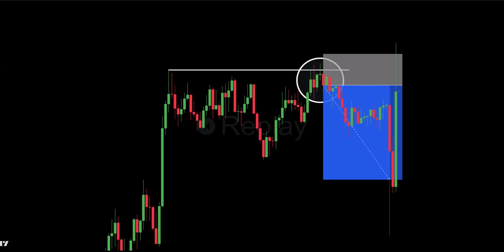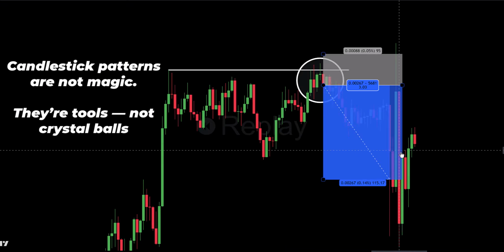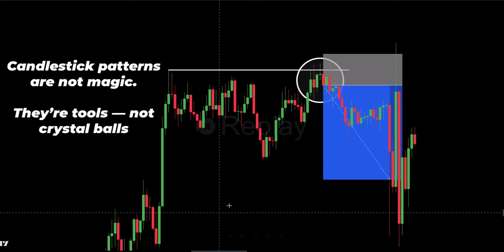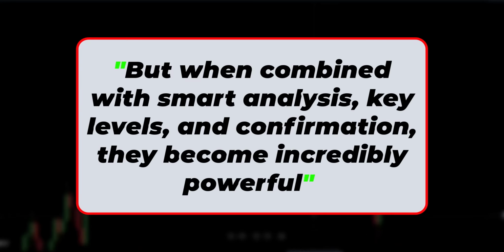Here's the bottom line. Candlestick patterns are not magic. They're tools, not crystal balls. You won't win every trade just because you see a certain pattern. But when combined with smart analysis, key levels, and confirmation, they become incredibly powerful.